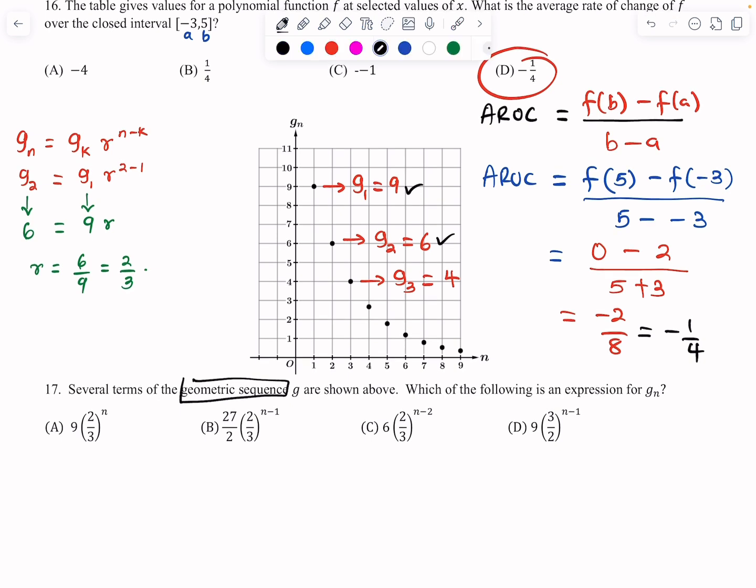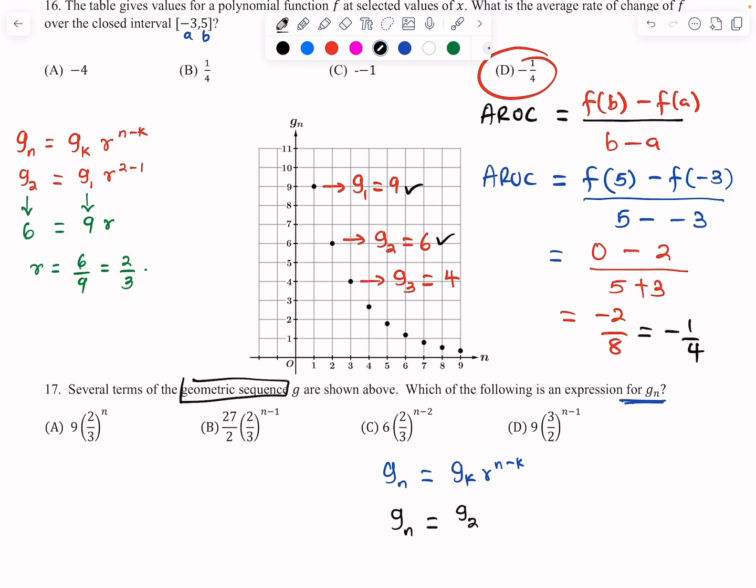So let me write down the formula one more time. The formula that I have will be Gn = Gk r^(n-k). In this case, because I am looking for the general expression, which is the general term, my Gn is the general term. And then I wanted to use my Gk as G2.